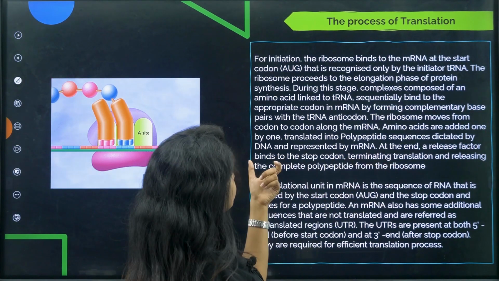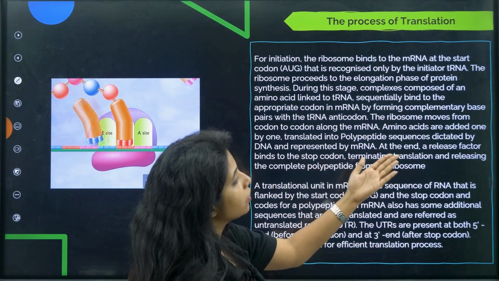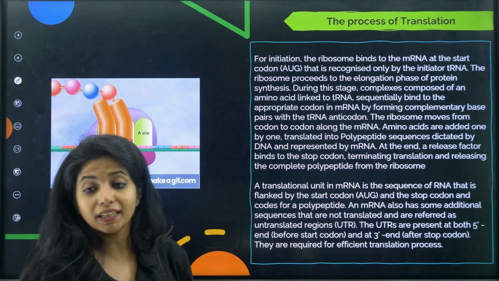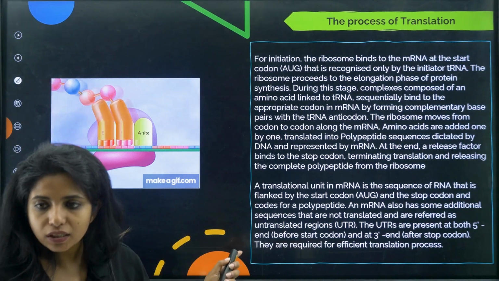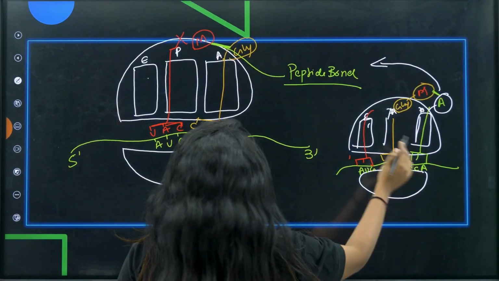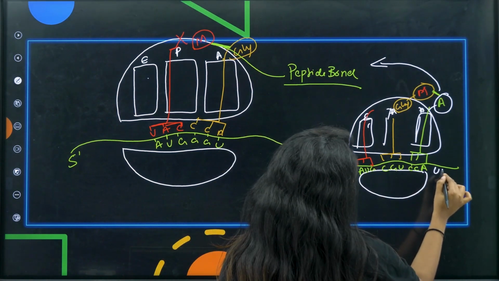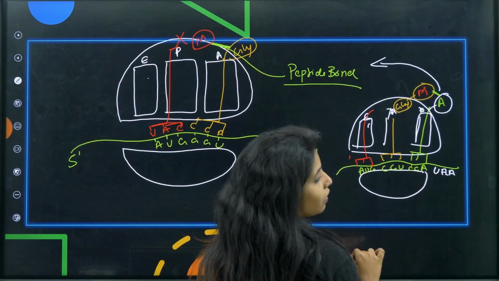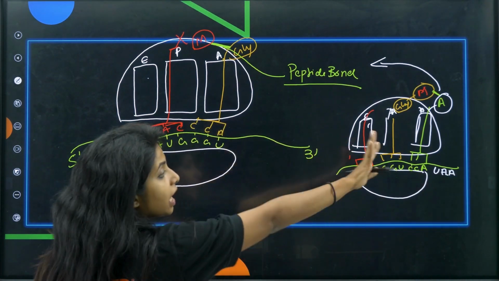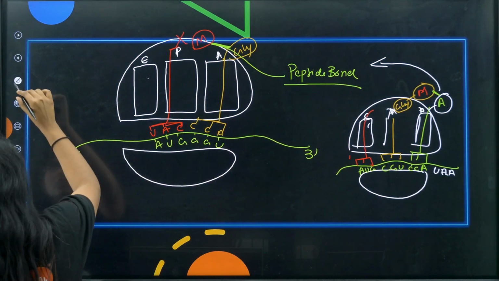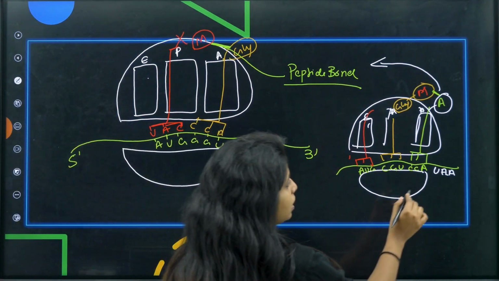At the end, a release factor binds to the stop codon, terminating translation and releasing the complete polypeptide from the ribosomes. At the end, what is happening, children? A release factor binds to the stop codon. So at the end, just imagine that there is a stop codon. Stop codon as in whenever you have UAA, UAG, UGA everywhere. Okay. So at this point of time, tRNA does not come and attach. You have already studied about that. Then what will come and attach, children? There will be something else which is known as, children, release factor.